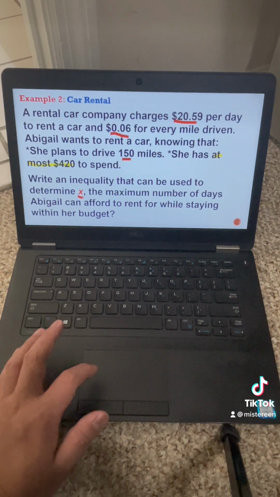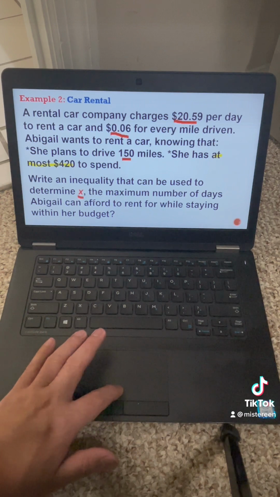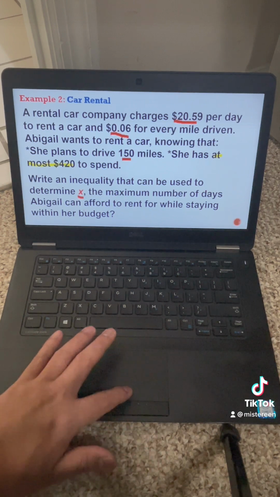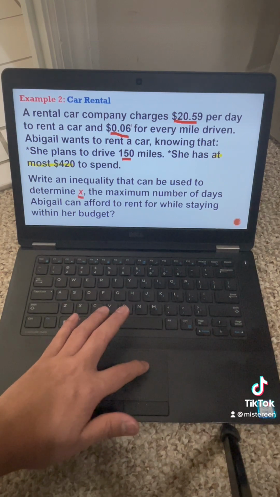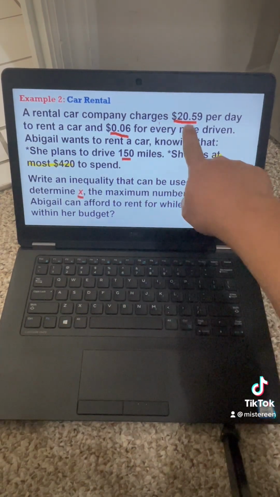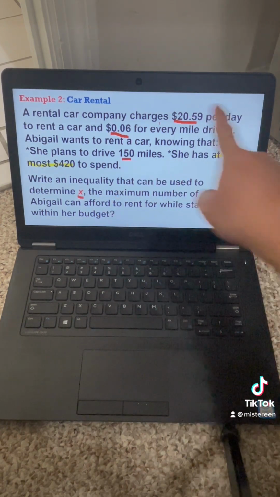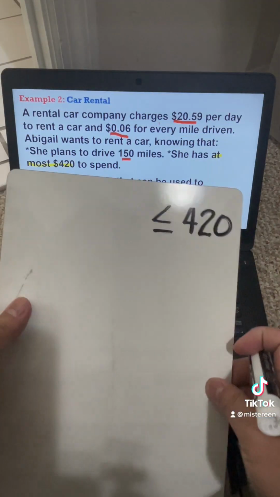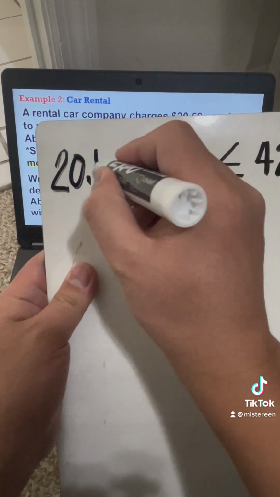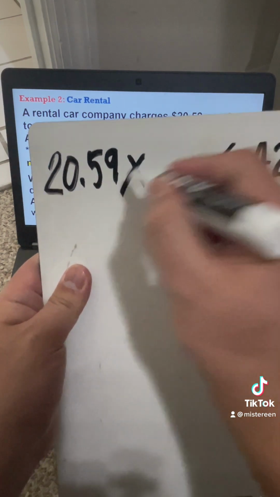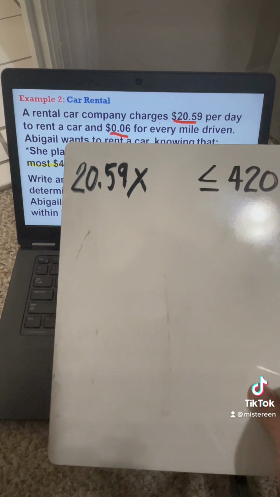Now, for you to know which number gets the x, you should know what x means. So x means here the maximum number of days. So it's the number of days. x means the number of days. So from these three numbers that you have, it's the 20.59 that says per day. So that means that x should go to 20.59. So I'll put it in here, 20.59x. All right, and that 20.59 is the charge for renting the car.